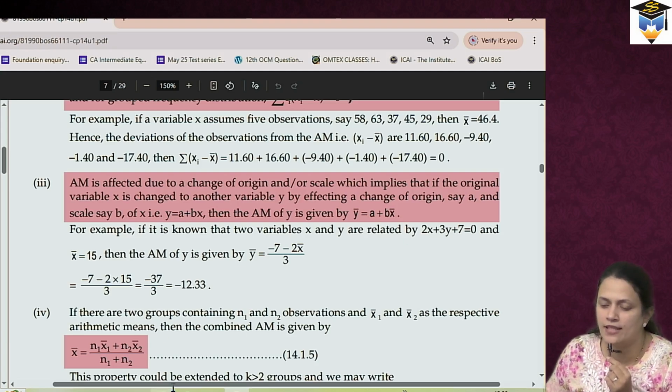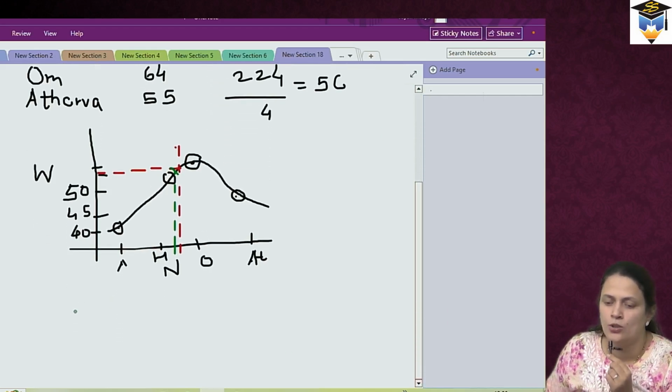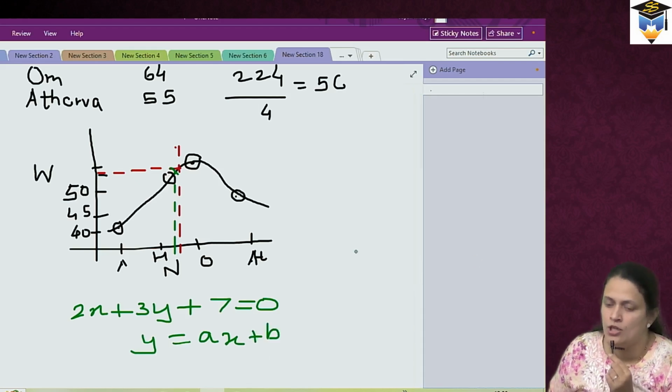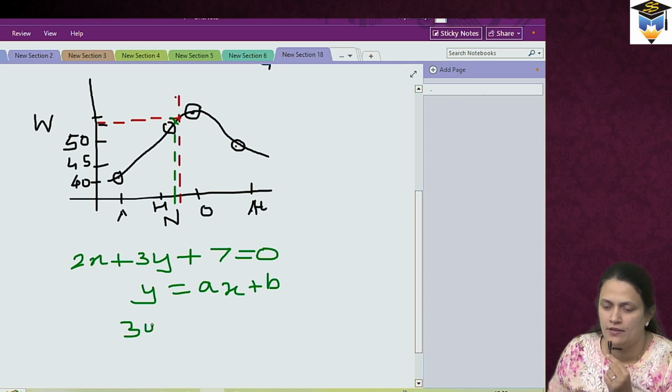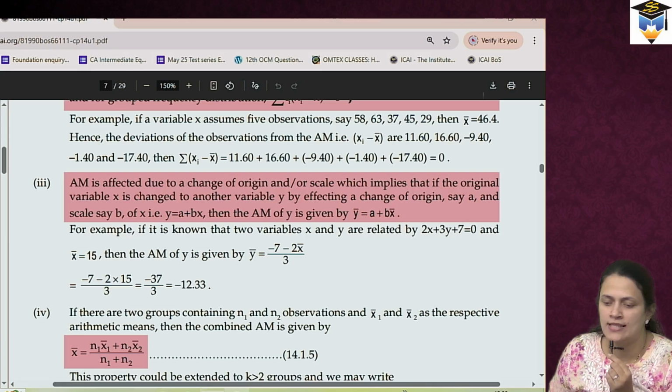See, 2x plus 3y plus 7 is equal to 0. I'll show you. The equation is y is equal to ax plus b. So now what I'm going to do is keep 3y on the left hand side and take all others to the right hand side. So I'm going to write it down like this. So what is our value of a? Minus 2. What is the value of b? Minus 7. So the same is applied over here.